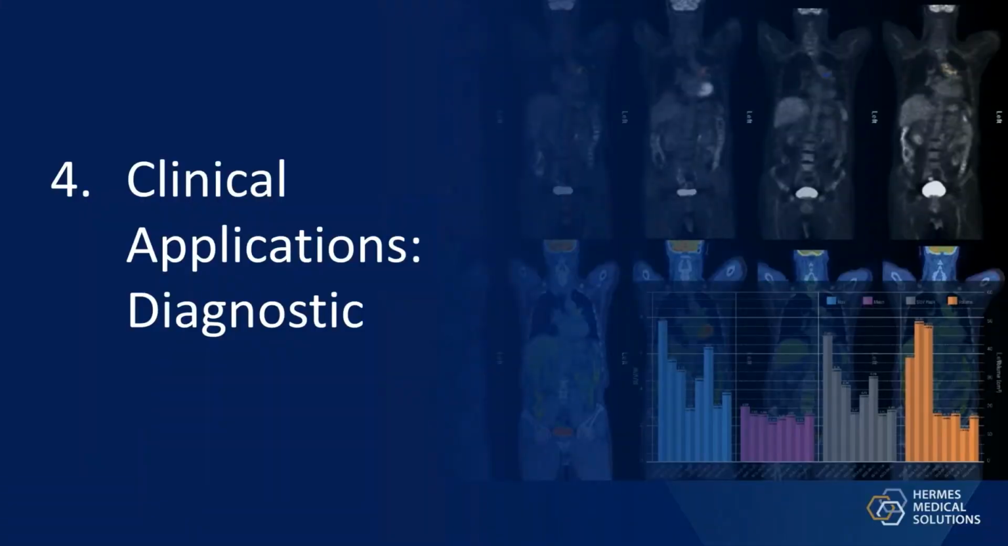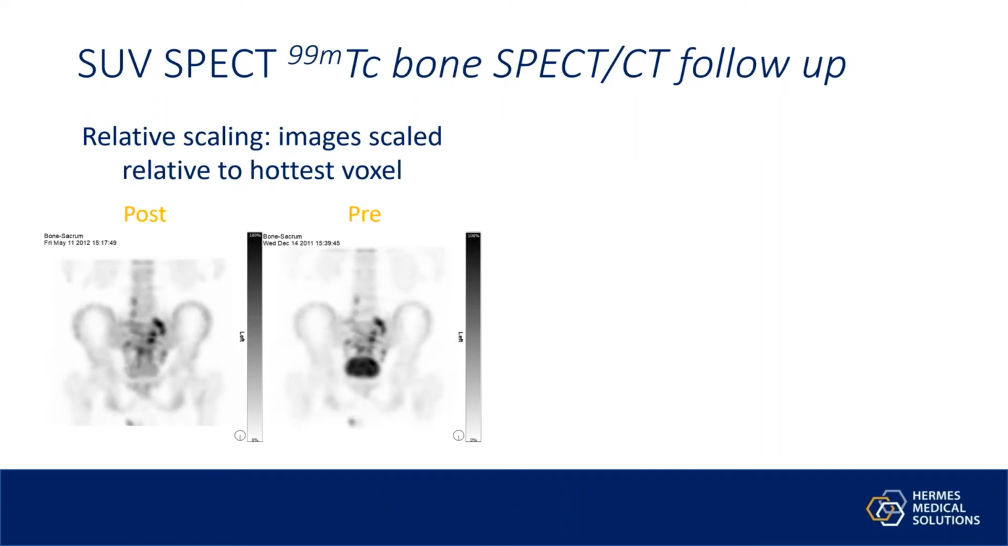So, looking at clinical application, diagnostic. This could be a problem that you are presented with in your own hospital. You have a technetium bone SPECT CT follow-up here. We're looking at this tumor in the sacrum. We've got a pre-scan and a post-scan, and the question is, has the tumor got hotter, has it got worse, or has it got colder and got better?